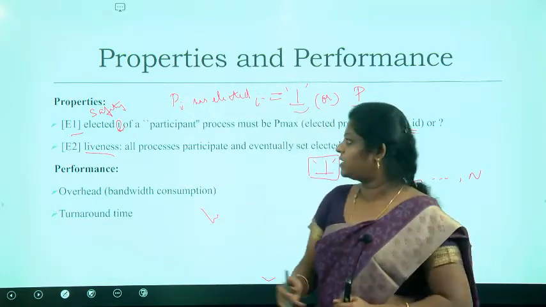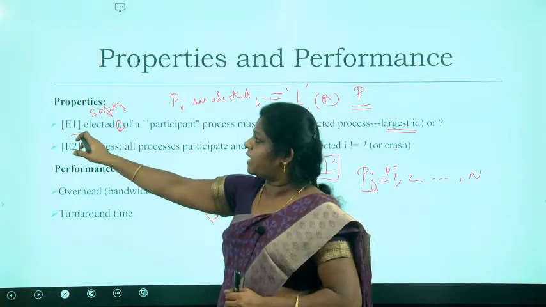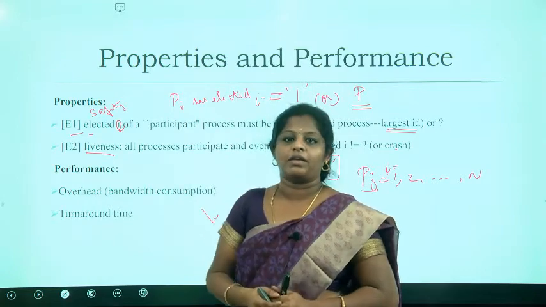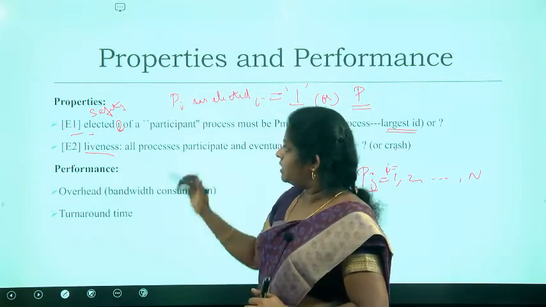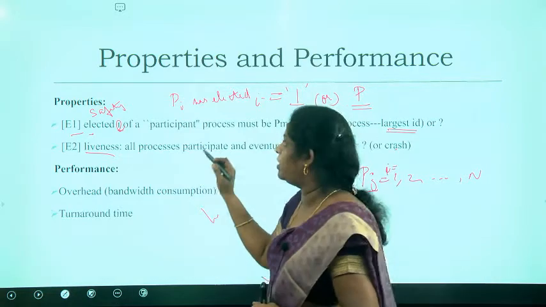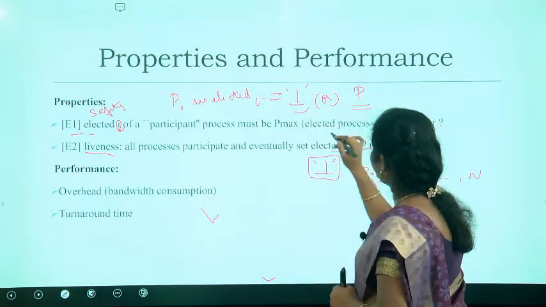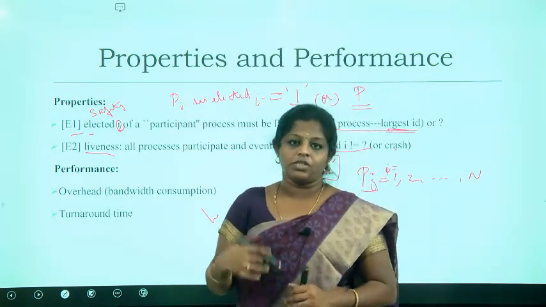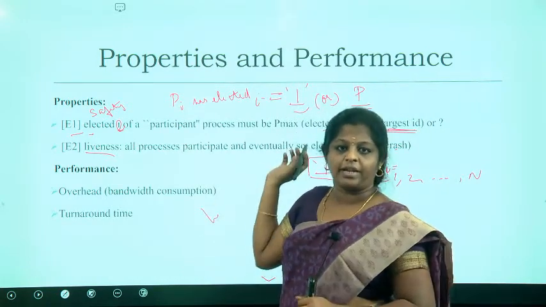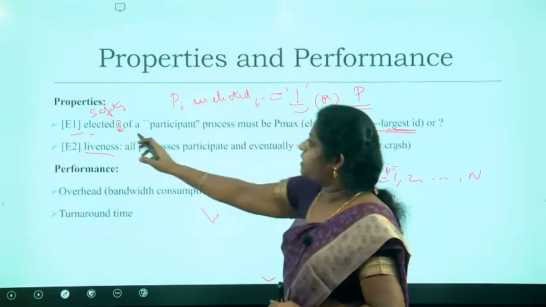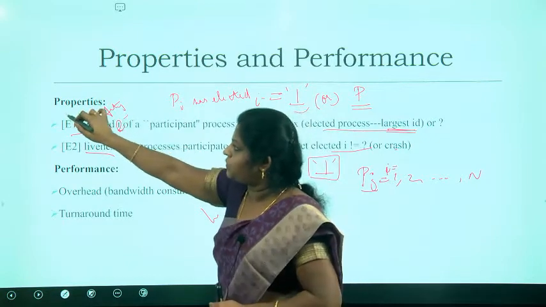Next is liveness. I told you that safety means only one process can enter the critical section. Here also, only one process is going to be elected, and that process is the one with the largest ID. So that is safety here, and this one is satisfied.